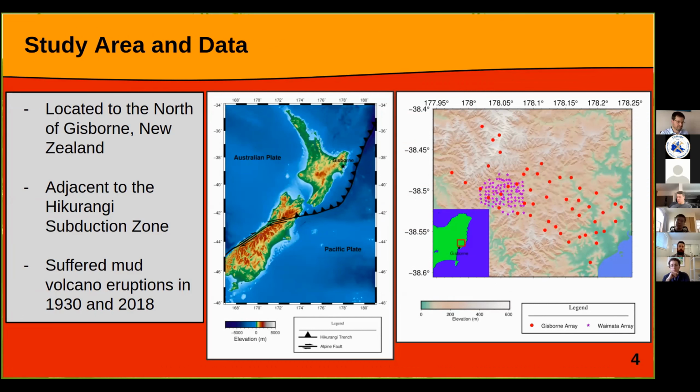This places the study area adjacent to the Hikurangi subduction zone, which is important to note because mud volcanoes are often known to be associated with subduction zones, although the relationship isn't exactly clear at this point. And mud volcanoes may provide an important window into subduction zone processes. The study area suffered 2 mud volcano eruptions that have been well documented. One was in 1930 and the other was in 2018. And here we have an image of all the recording instruments that we used in this study. There were over 100 in this case.